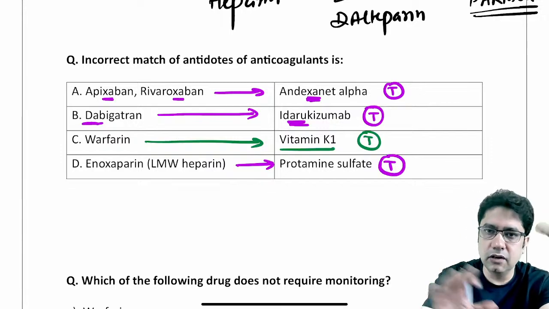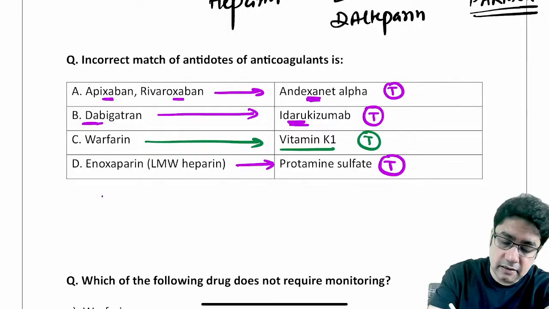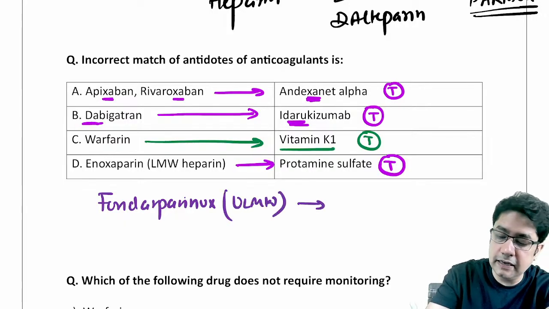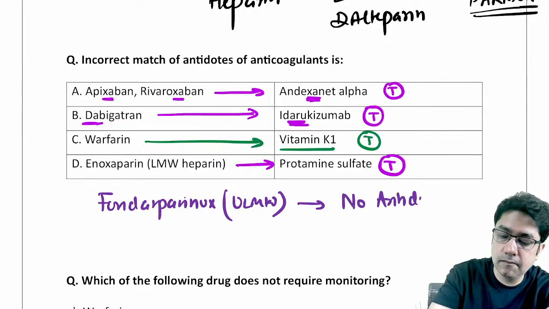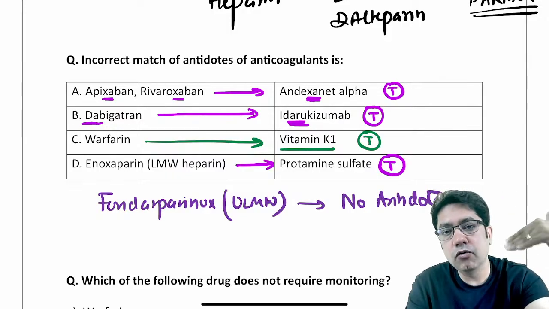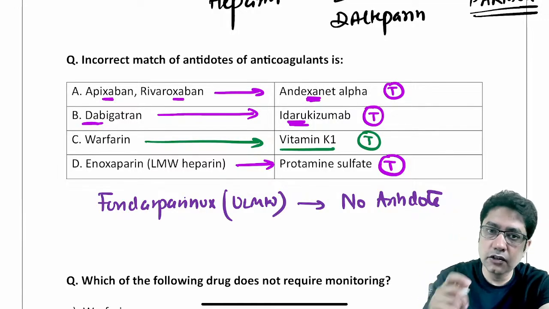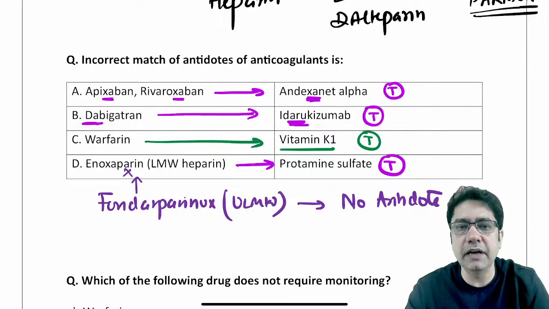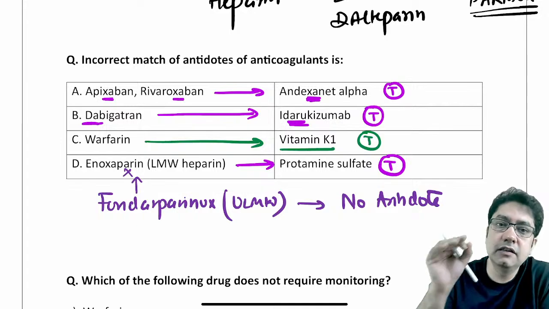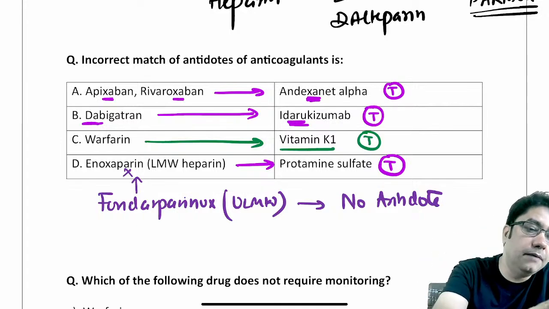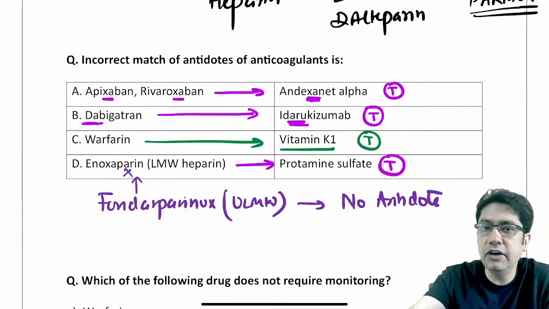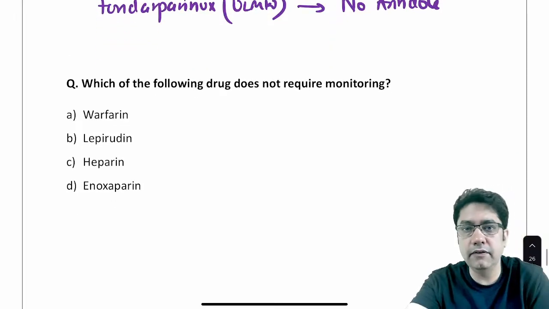All are true. So the question would have been framed like this. Let's frame the question properly. Fondaparinux, ultra low molecular weight heparin. Remember, it has no antidote. Protamine sulfate is an antidote only for high and low molecular weight heparin. So the question had, instead of enoxaparin, just fondaparinux. So no antidote. Does protamine sulfate act against fondaparinux, ultra low molecular weight heparin? The answer is no. Protamine sulfate is not effective against ultra low molecular weight heparin.